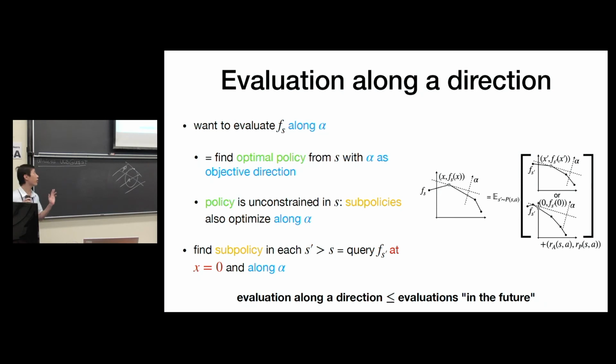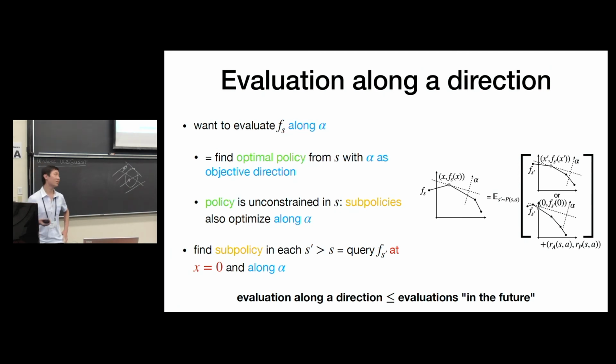the objective direction, right? So here's why we want the curve to be unconstrained in S, because if the policy is unconstrained in S, then we know that the sub-policies also must optimize along the direction alpha, right? So we just find those sub-policies. The way that we find those sub-policies is just we make more queries in later states, right? So to find the sub-policy in S prime, we just make 2 queries in S prime, and that's it.